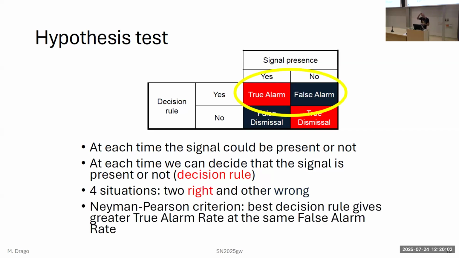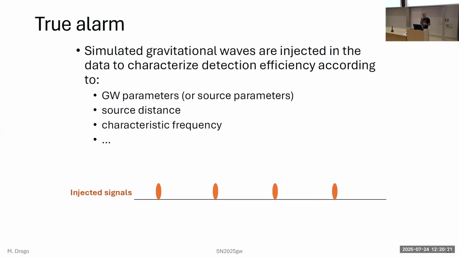And there is a criterion that is called the Neyman-Pearson criterion. If you are comparing different decision rules, the best one is the one that gives the greater true alarm rate at the same false alarm rate. So let's say what we are talking about. What is the true alarm? The true alarm is, practically, the efficiency.